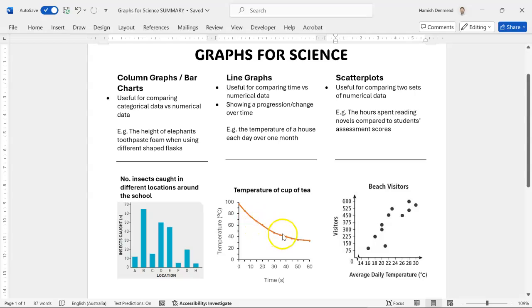And you can see a line graph makes it really easy to show the trend and the pattern. And it can also tell the story of what happened over time with whatever you're investigating. Scatter plots are the final type.